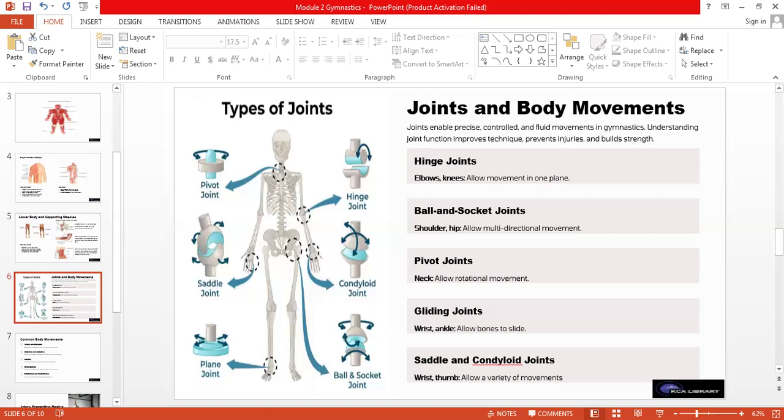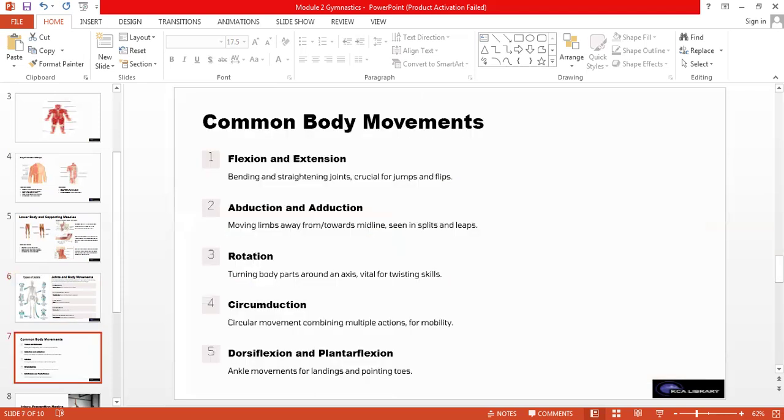Understanding this, just like I said, helps us prevent some injuries, a form of injury that a gymnast may fall into. So what are the common body movements? We've been talking about movement. What are the common body movements in gymnastics? The first one is flexion and extension. This is the bending and straightening of joints, which is crucial for jumps and flips.